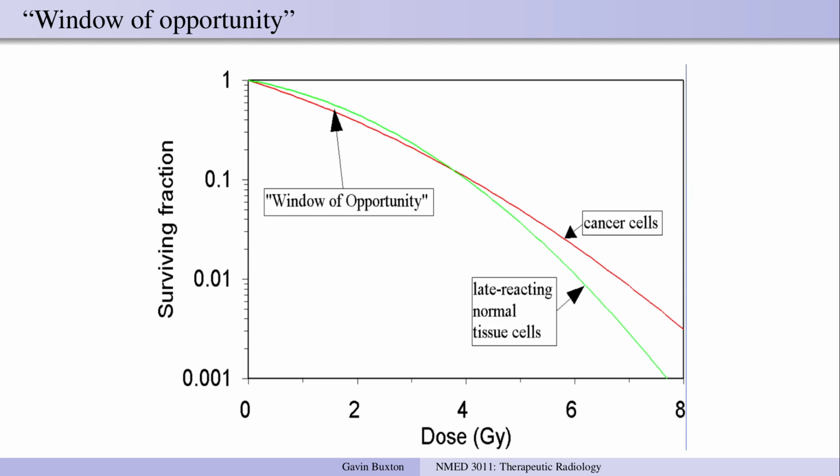This gives a window of opportunity, which for these two curves occurs at around 2 grays per fraction, where the radiation kills less of the normal cells and more cancer cells. For higher doses it would be the opposite, which is why radiotherapy works at low doses, or low doses per fraction.